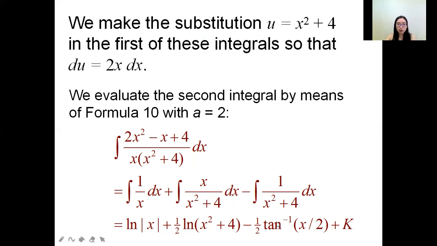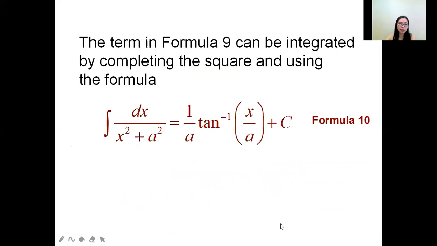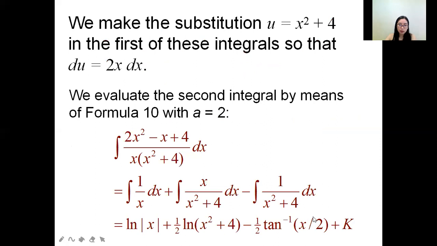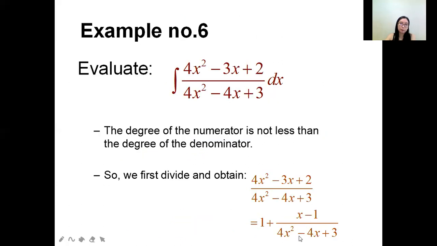Okay, so when do we use this inverse tangent? Let's go back. We use it when the integral is in the form of 1 over (x squared plus a squared). So here we have dx over (x squared plus 4), so we substitute with the inverse tangent. So now let's proceed with example number 6.